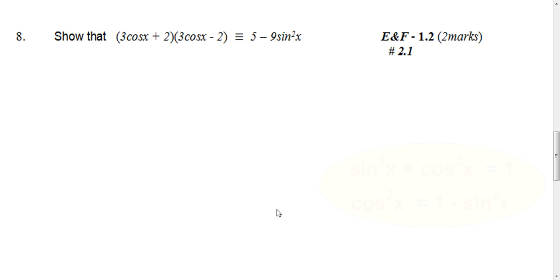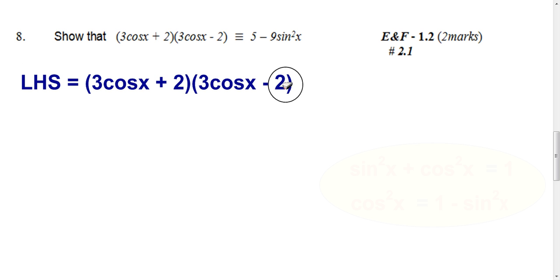Right, question 8. Show that 3 cos x plus 2 multiplied by 3 cos x minus 2 is equivalent to 5 minus 9 sine squared x. So the way I'm going to do this is I'm going to take the left hand side and see if I can mess about with that mathematically to try and create this side.